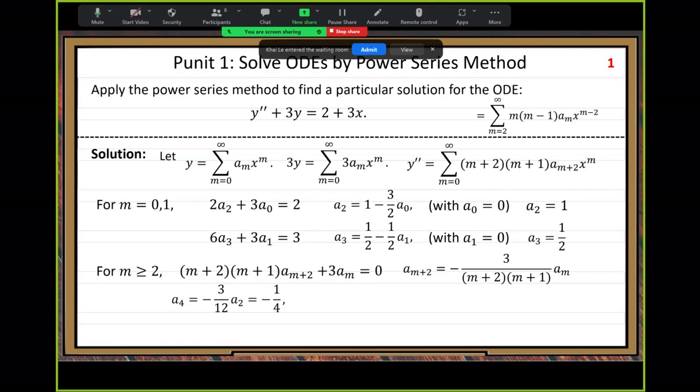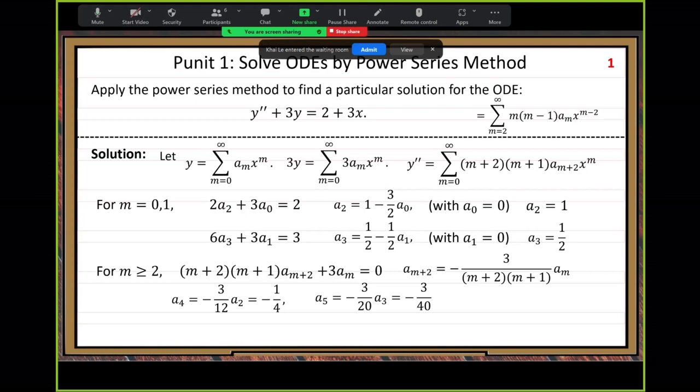2 plus 2, A4 equals negative 3 over 12 times A2. You plug in m equals 2. Simplification, because A2 is 1, so negative 1/4, A4. Then A5 use A3, so you plug in A5, negative 3 over 20, A3, 1/2, so you get A5. All right, so that's enough.